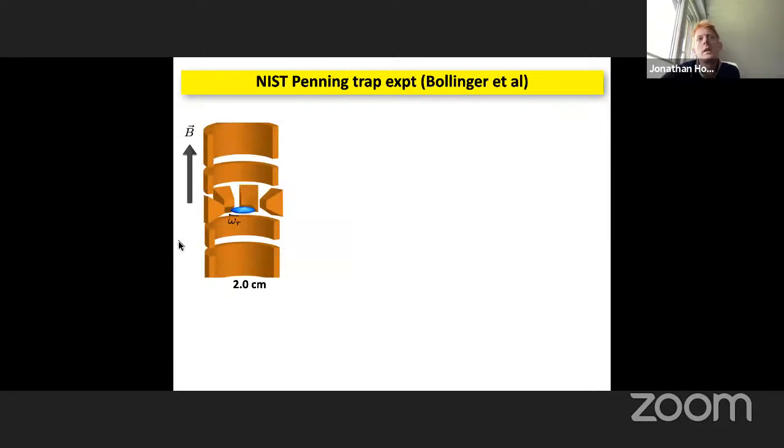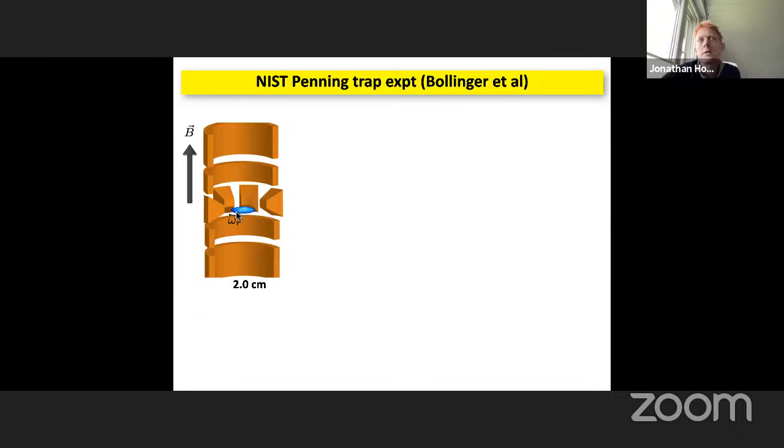So here's a picture of the electrodes of the NIST trap. What you see along the magnetic field, that's where you need the confinement, is several electrodes. These electrodes can be biased to produce a potential well along that axis and to repel ions in the radial dimension. You also see the central electrode is split up, and I'll tell you why that is in just a second. And this structure is about 2 centimeters in diameter.